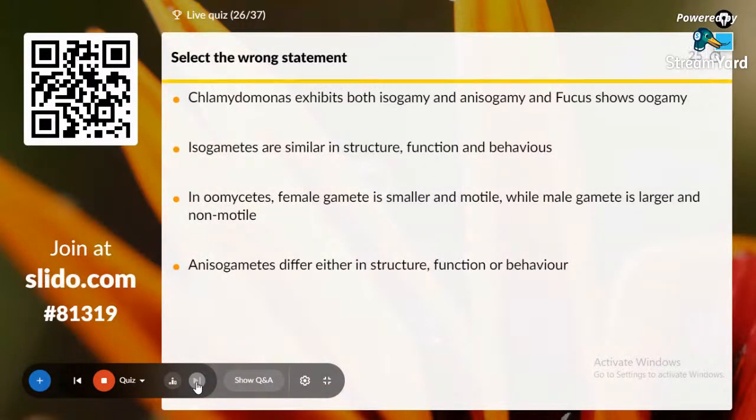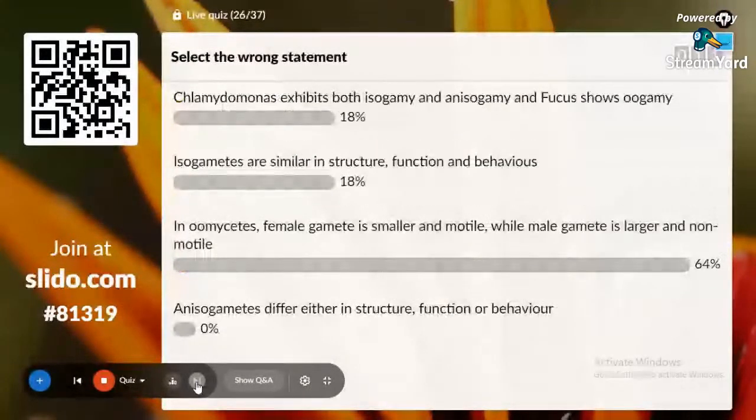Again, a simple question. If you read the options correctly, you will get it correctly. Very simple question from Plant Kingdom, class 11. Chlamydomonas exhibit both isogamy and anisogamy. Fucus shows oogamy. Isogametes are similar in structure, function, and behavior. In oomycetes, female gamete is smaller and motile, while male gamete is larger and non-motile. Anisogametes differ either in structure, function, or behavior.